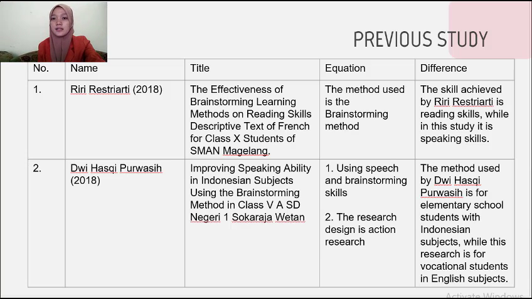2. From Dwi Haski Perwasi, 2018. The title is Improving Speaking Ability in Indonesian Subjects Using the Brainstorming Method in Class 5A SD Negeri 1 Sukorejo Wetan. Equation: 1. Using speaking skills and brainstorming. 2. Research design is action research. Difference: the method used by Dwi Haski Perwasi is for elementary school students in Indonesian subject, while this research is for vocational students in English subject.